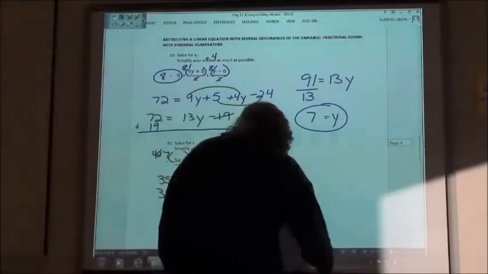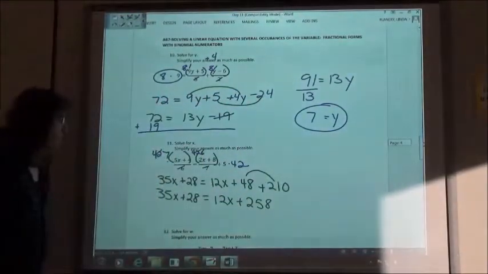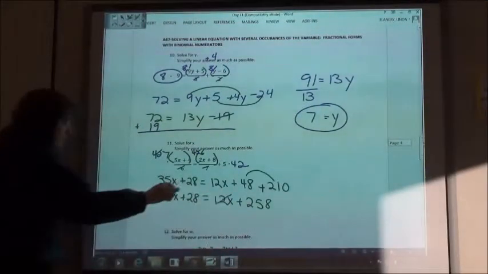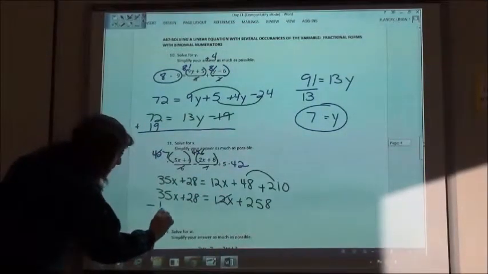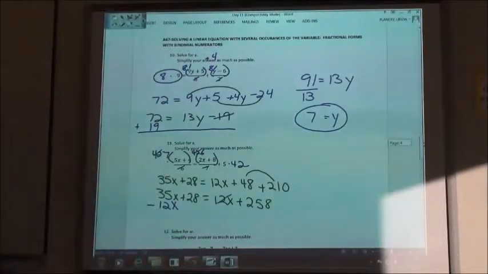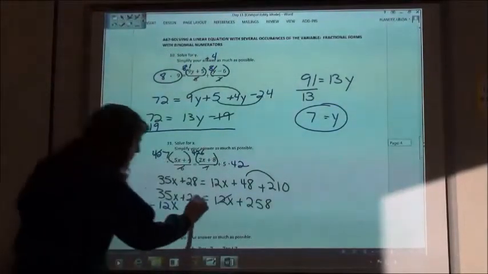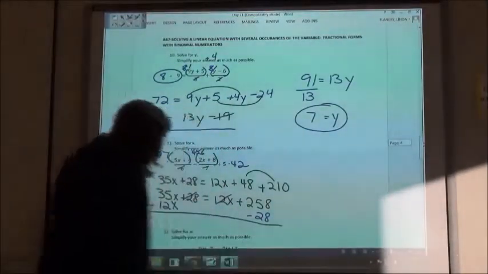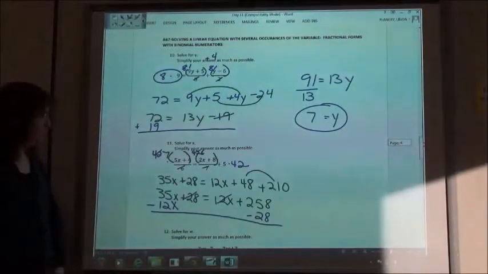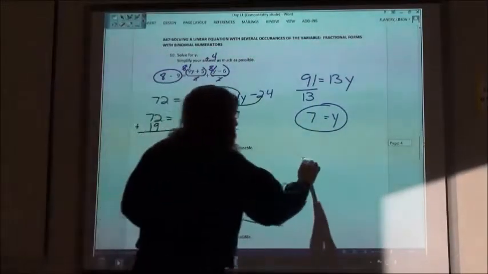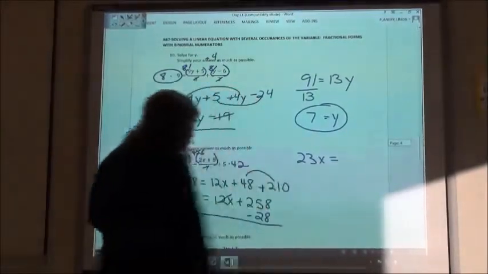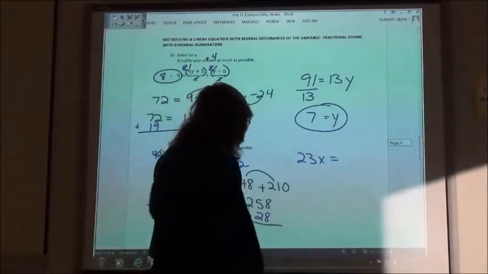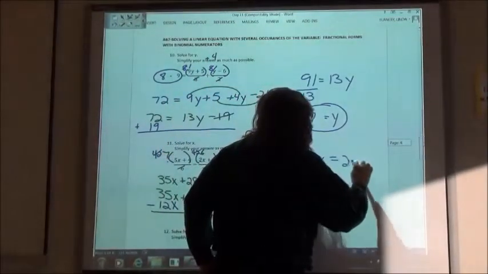So now if we want to solve that, what are we going to do? Bring your 12x over to the left, it becomes a negative, minus 12x. And your plus 28 is going to be minus 28. So 23x is going to equal 258 minus 28, which equals 230.